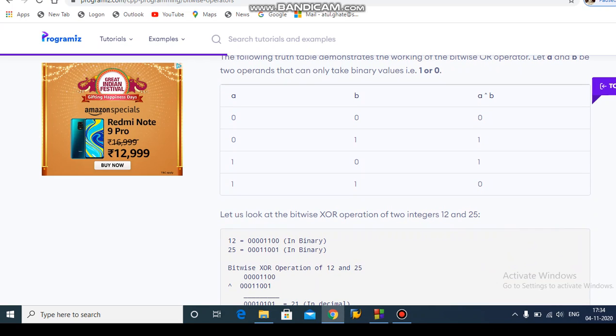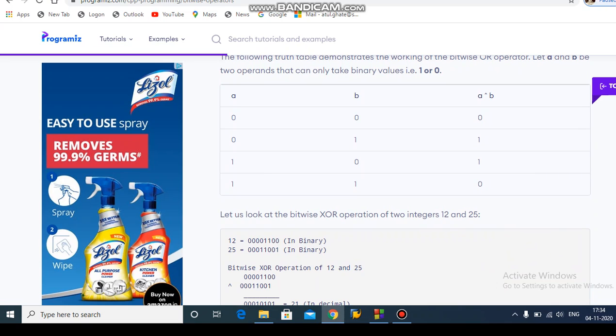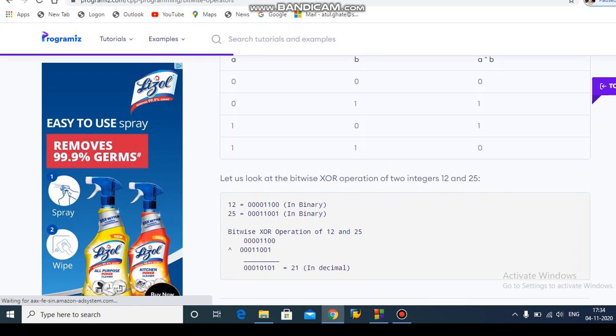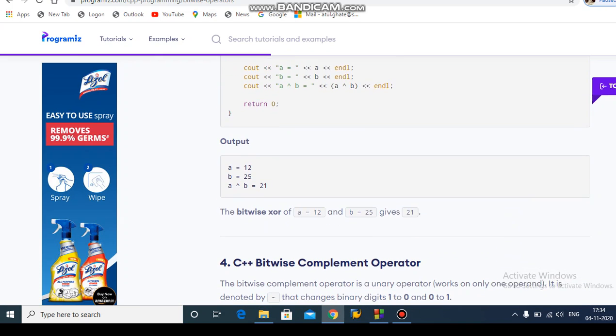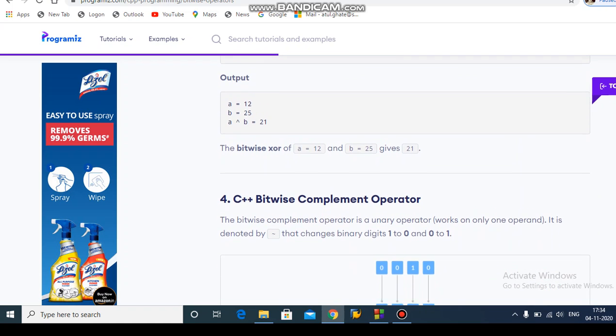So please see the table. A equals 0, B equals 0. The XOR operator returns 0. A equals 0, B equals 1, then it returns 1. Then A equals 1, B equals 0, then it returns 1. Then A equals 1 and B equals 1, then it returns 0. Please carefully note down this operator. The example of this operator I am explaining in the next lecture, and also explaining the program.